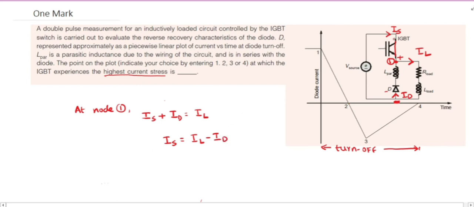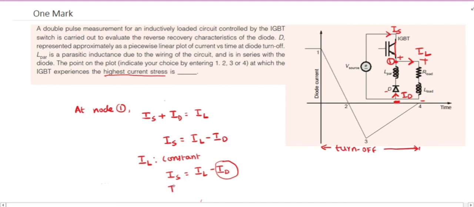So if the switch is on, what happens? The same positive is connected at the load also, same negative is connected at the load also. So let us assume that the load current is constant. Now what is the switch current? The switch current directly depends on what? This diode current. This is constant, this depends on what? Simply this diode current.